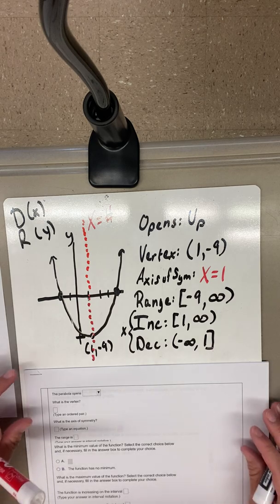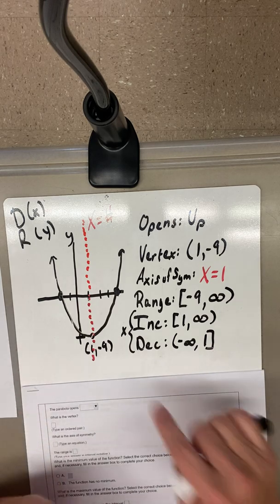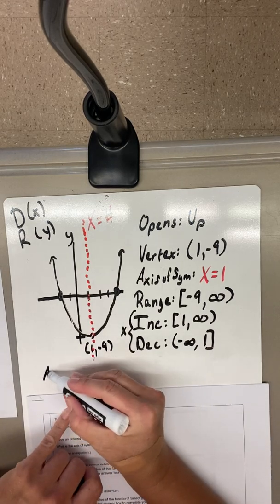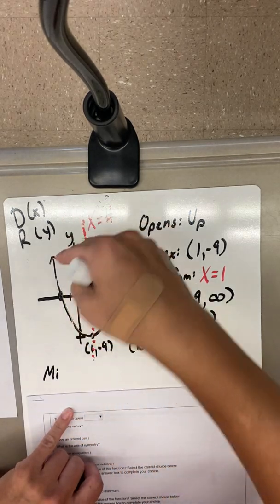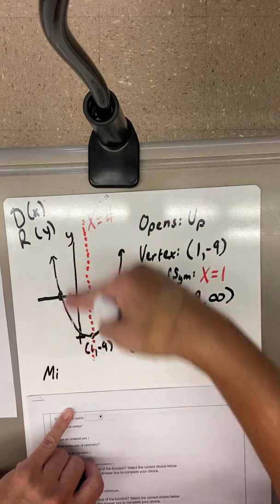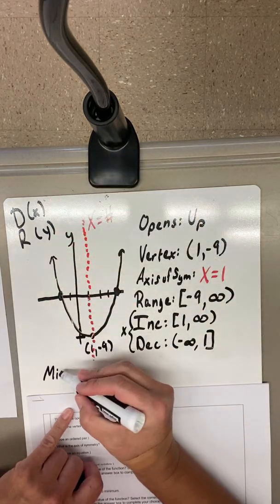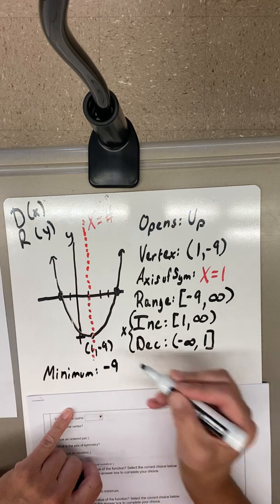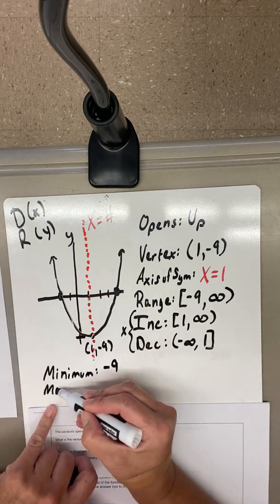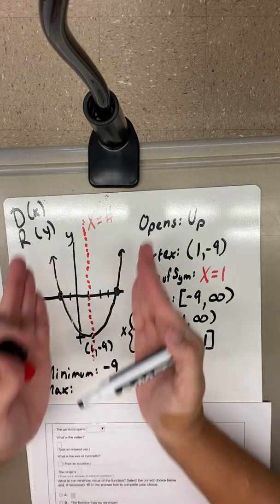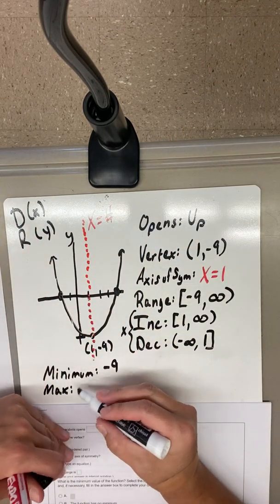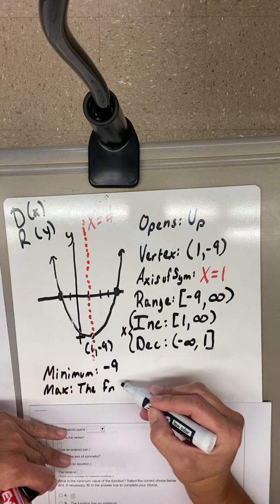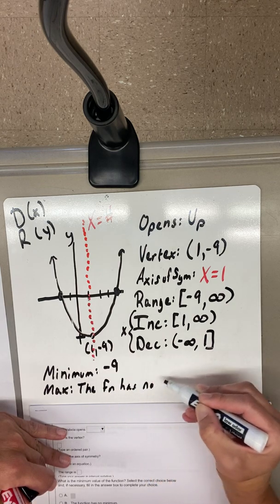So the first one says, what is the minimum value of the function? Well, the minimum's right here. But you got to know it's wanting just the y value, because this is like up here, this is low. It's talking about max min in the y direction. So the minimum is going to be -9. The maximum, there is no max because it goes up forever. So you would say the function, it's a multiple choice here, the function has no max.